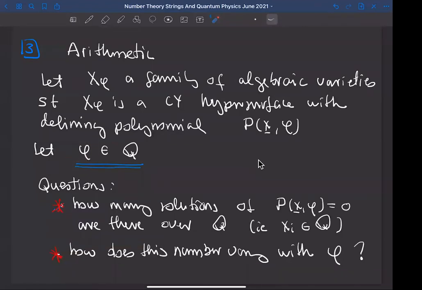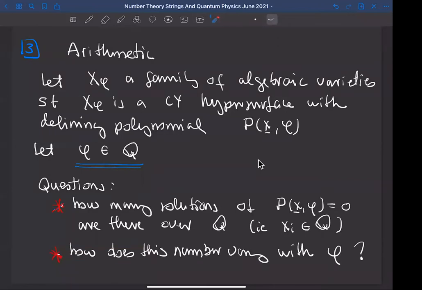which, if you are a physicist, is of course a very strange question to ask. But if you're a mathematician, and a number theorist in particular, that's the most natural question you can ask. So these questions are the following. How many solutions does this polynomial equation, P equals zero, have over Q? That means where the x's are over Q. And if you can answer this question, can you answer how this number varies with phi?